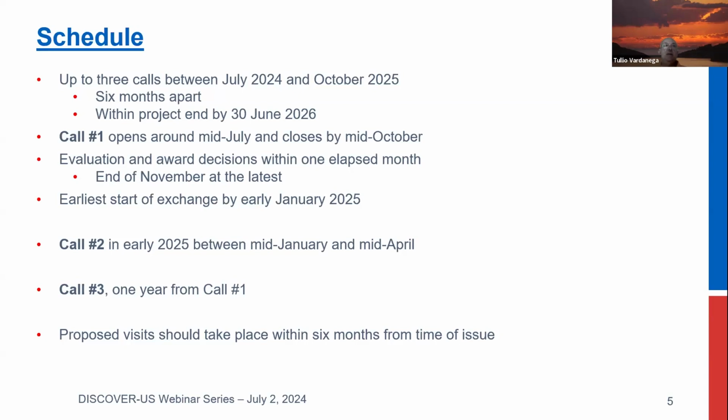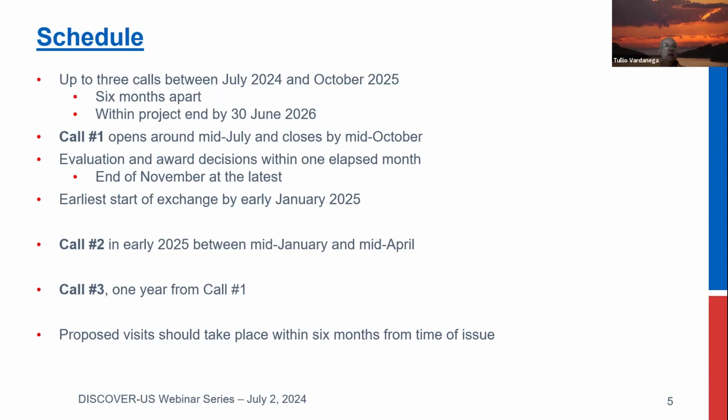And then the implication is that we'll have around a month of evaluation, making decisions. This implies that, in all likelihood, the earlier start of exchange is going to be for this first call in early January 2025. We'll have a second call in early 2025 with the outcome of the evaluation process for the second call by mid-April, and then subsequent start of exchanges.